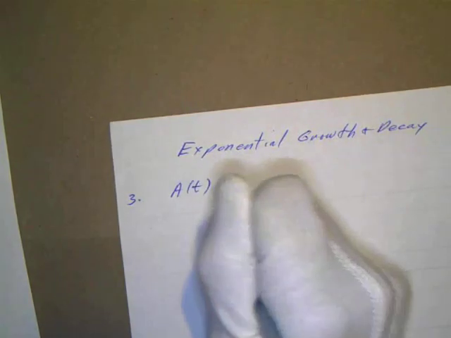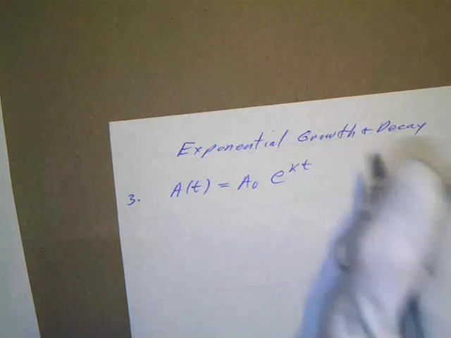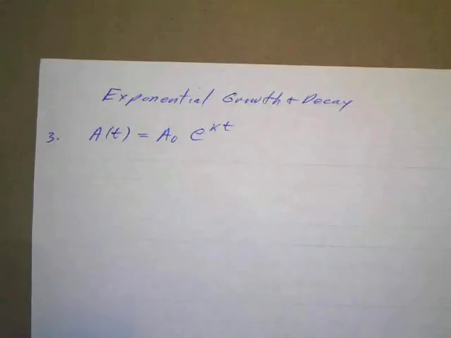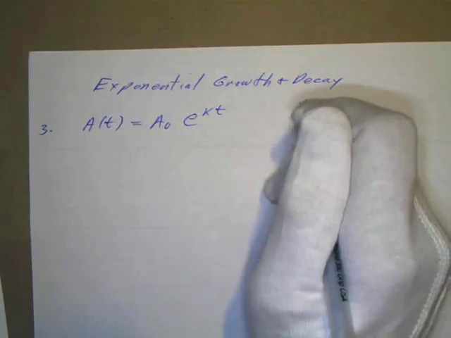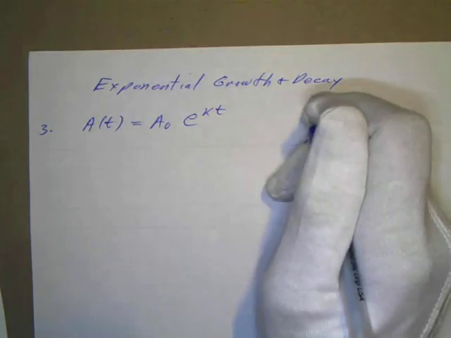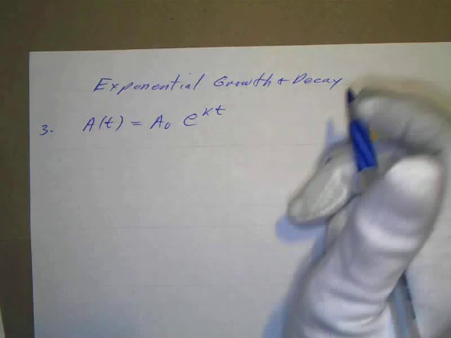The amount at any time t equals the initial amount times e to the kt. All right? And the initial amount, we don't know the initial amount. We know we have 23%. How old is the fossil?